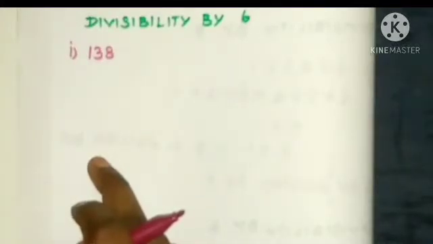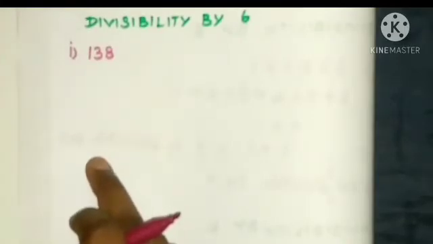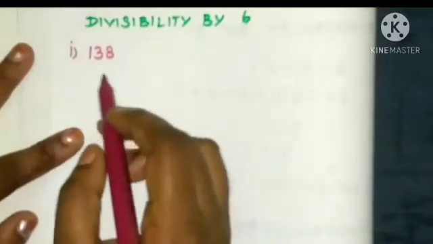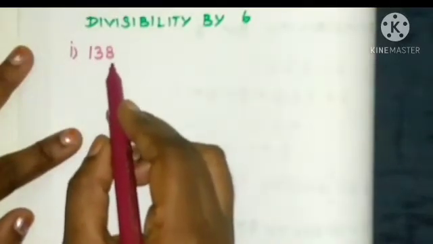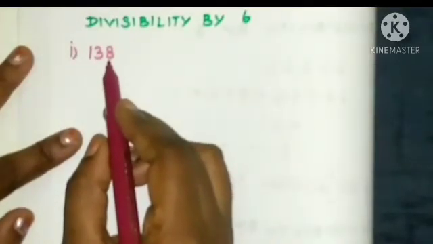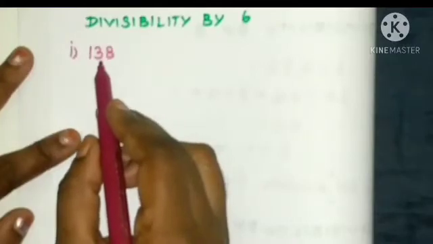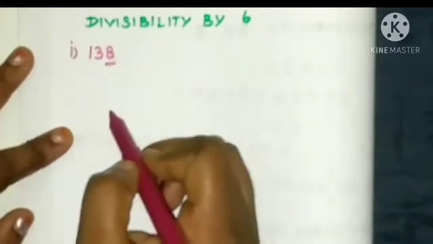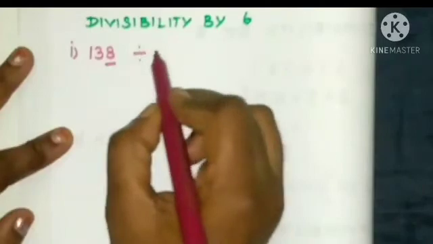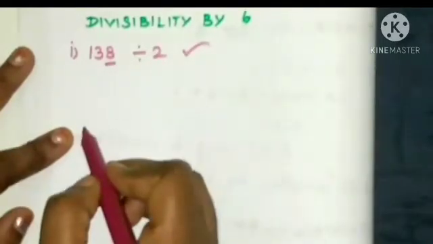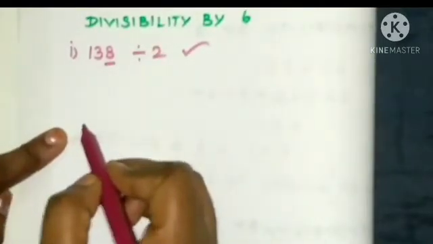And the next one is divisibility by 6. Let's see the rule of divisibility by 6. A number is divisible by 6 if it is divisible by both 2 and 3. Let's see the rule of divisibility by 2. If 138 is divisible by 2, definitely the ones place ends with an even number. 8 is an even number, so it is divisible by 2. Now let's check for 3.